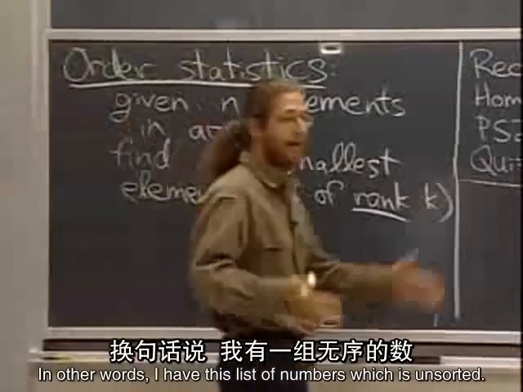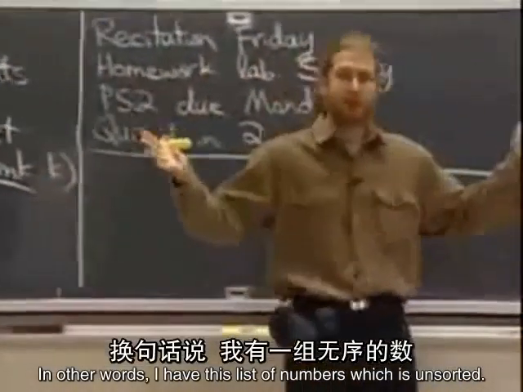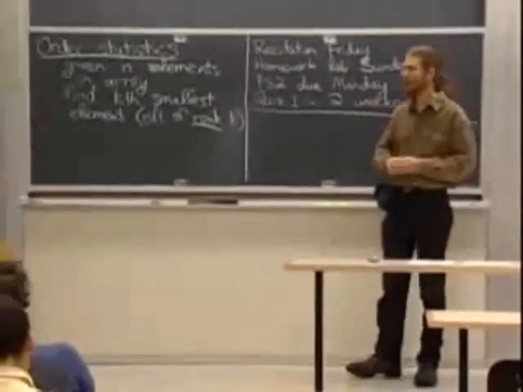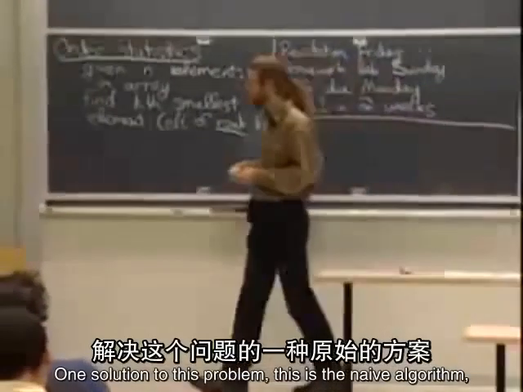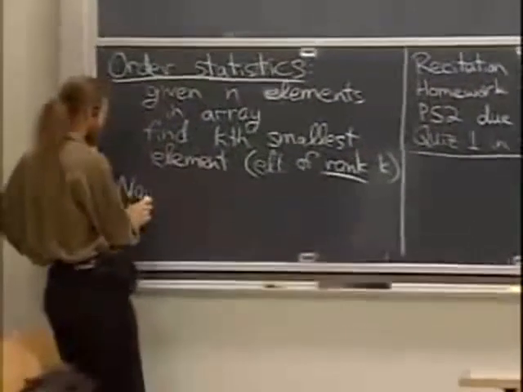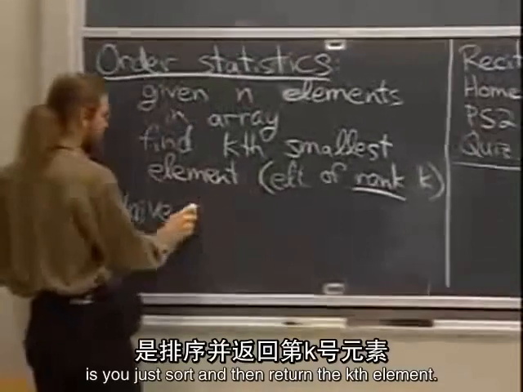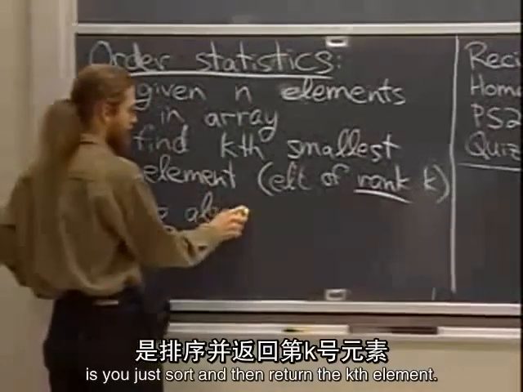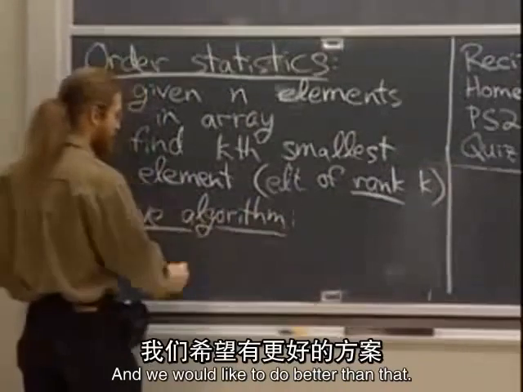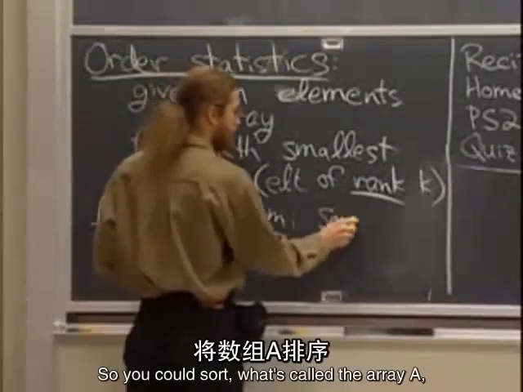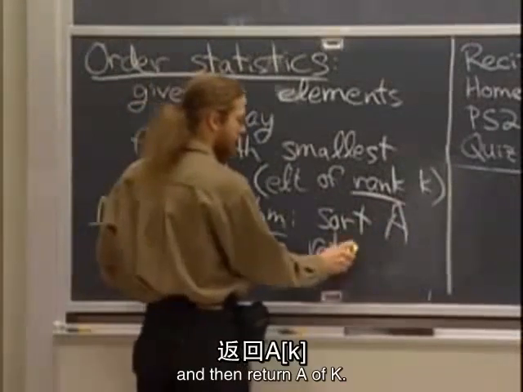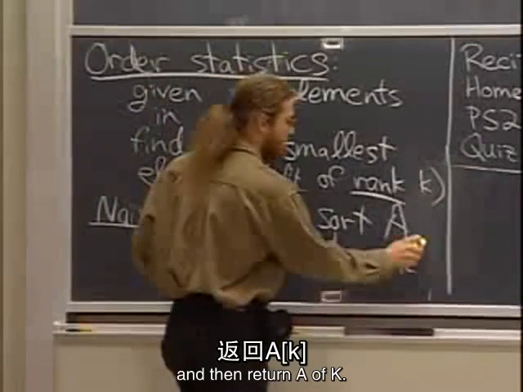In other words, I have this list of numbers which is unsorted, and if I were to sort it, I'd like to know what the kth element is. But I'm not allowed to sort it. One solution, the naive algorithm, is you just sort and then return the kth element. So you could sort the array A, and then return A of k.